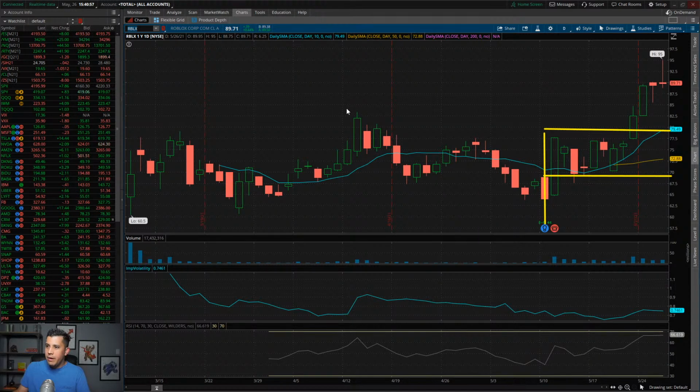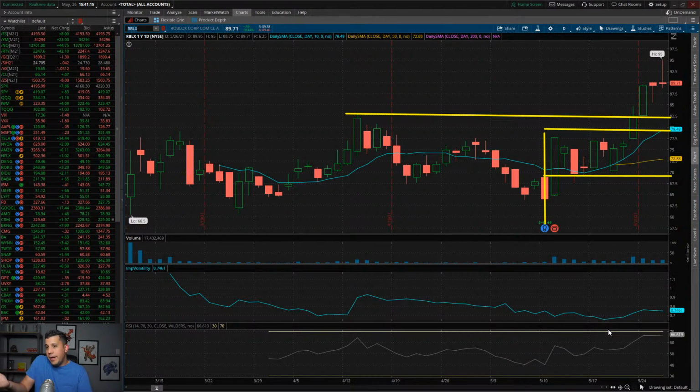You also have to be careful where there's potential resistance, and this could have been a double top and it could have gone to the downside. But once it cleared that 82.50, there's nothing to stop this stock now. There's nothing to stop this stock, right?